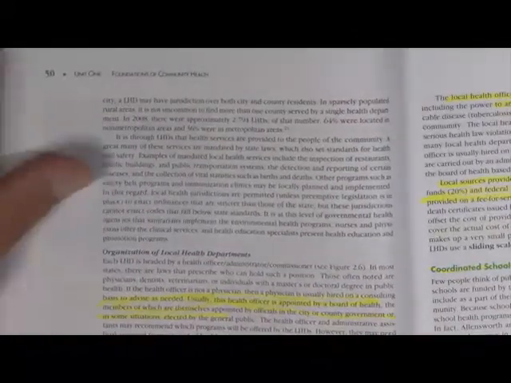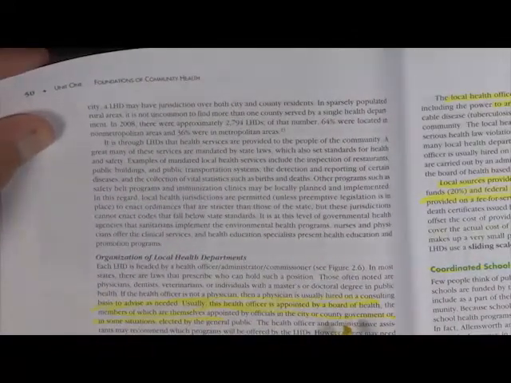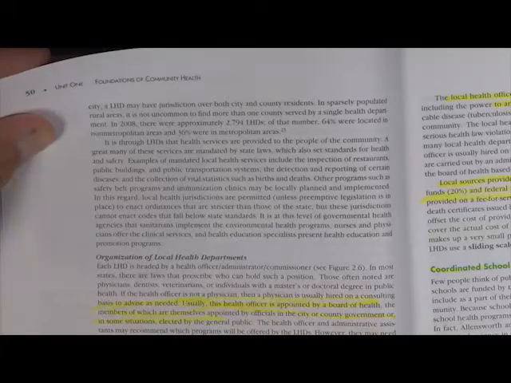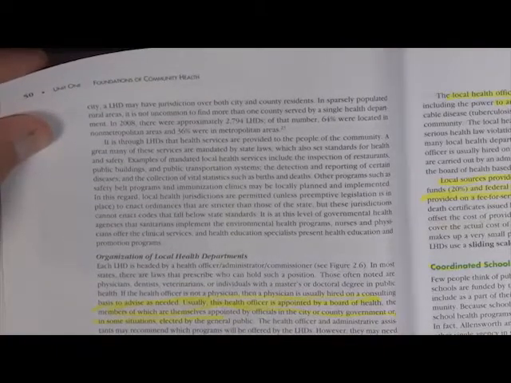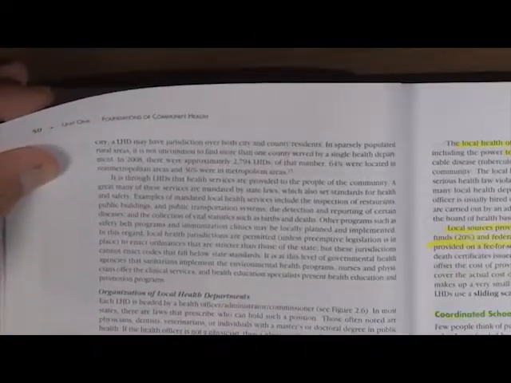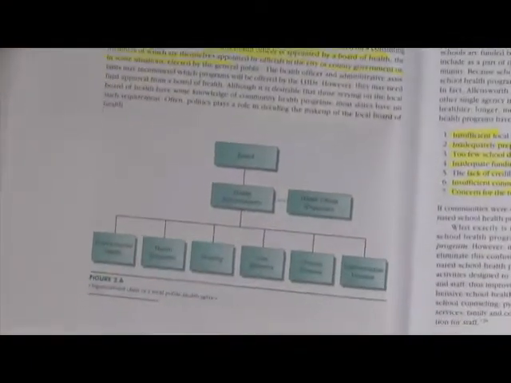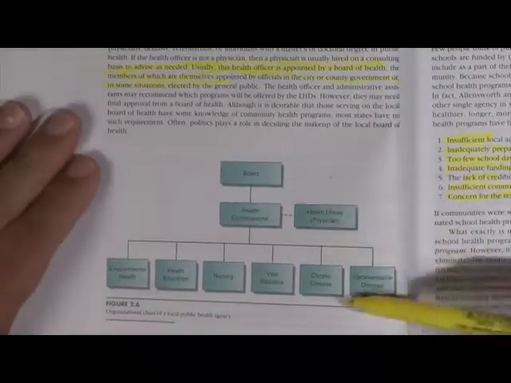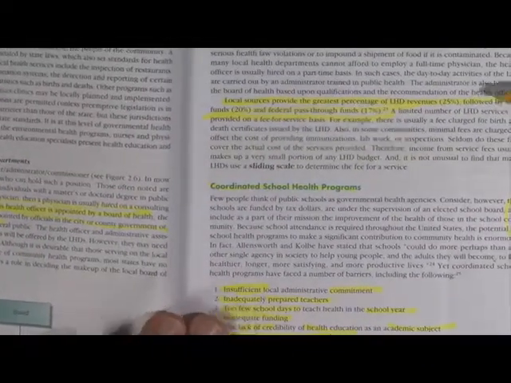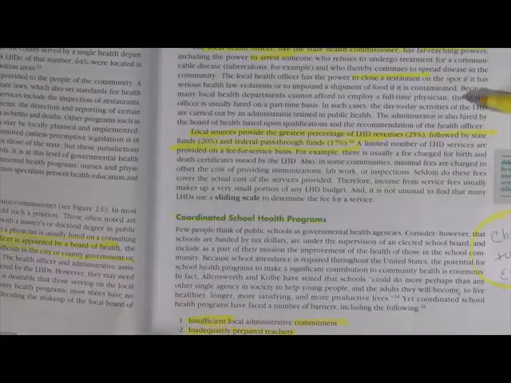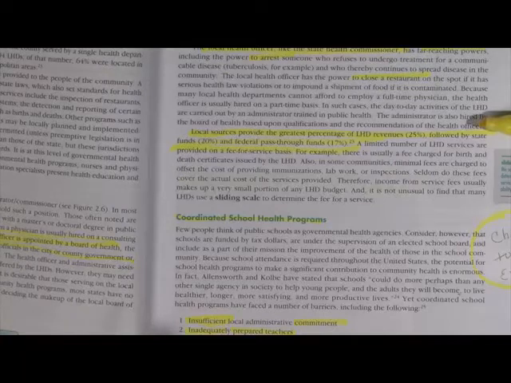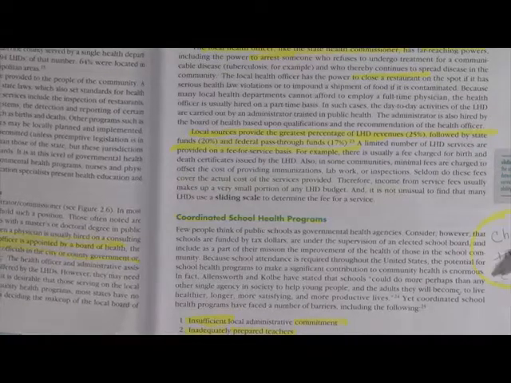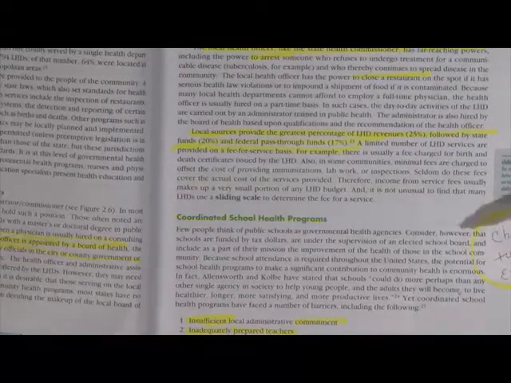On page 50, you'll see the local health departments, be it a city or a county department, and you'll see how it's divided up there on the bottom of page 50. On the bottom of page 50, you'll see the structure there. Page 51, make sure you note the funding stream for local health departments.